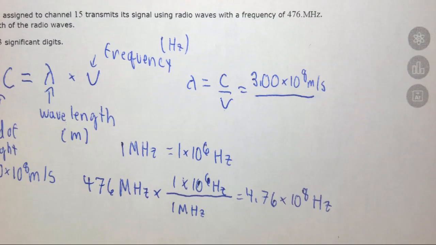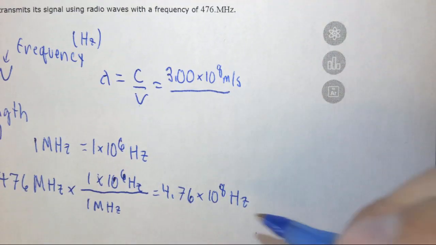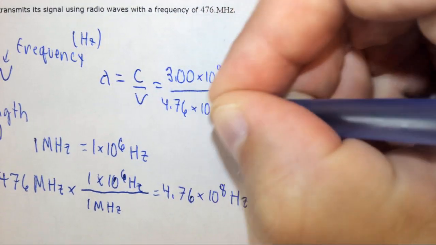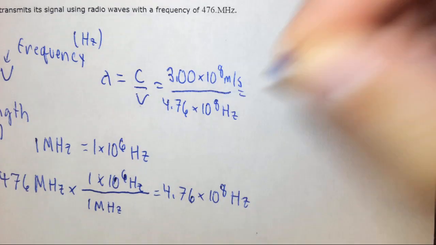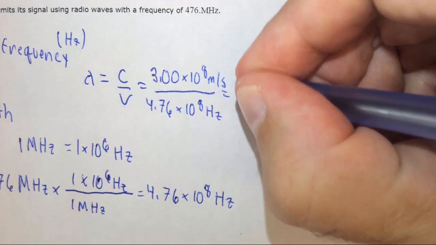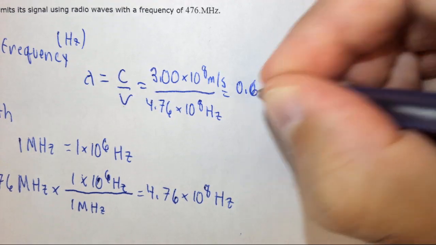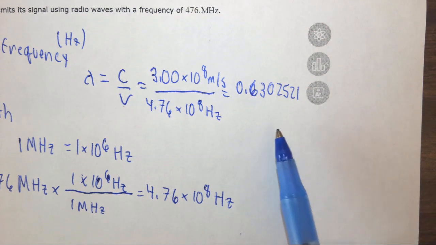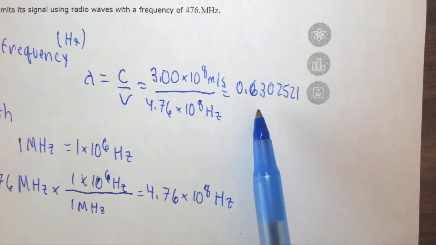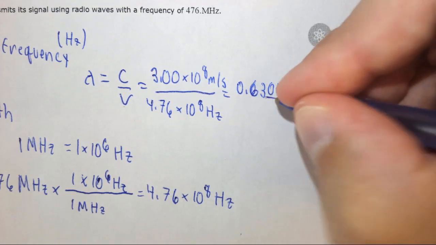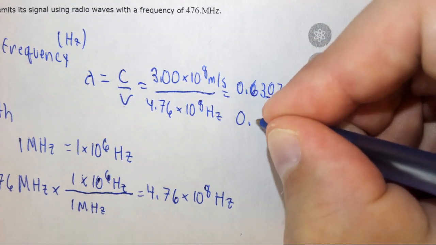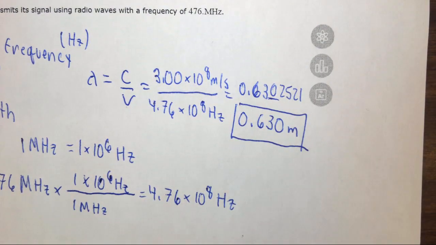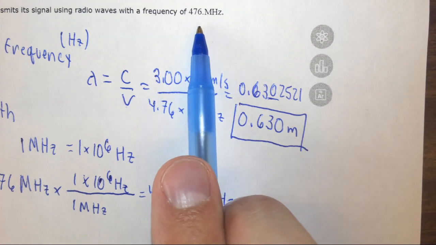I'm running out of space here, so I'm going to shift this over a little bit, but basically we can now plug in our frequency, 4.76 times 10 to the 8th hertz, and when we do the math, the calculator gives us 0.630251. However, this is 3 significant figures, and this is 3 significant figures, so our answer should be 3 significant figures. Since the next digit is a 2, we keep the 0 constant, so it's 0.630 meters, which is the wavelength of the 476 megahertz TV signal.